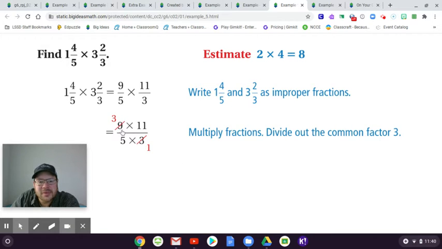Okay, the 9 and the 3 have a common factor of 3. So 9 divided by 3 is 3. 3 divided by 3 is 1. Multiply what's left. 3 times 11 is 33. 5 times 1 is 5. So it's 33/5, or you could say 6 3/5. Okay.